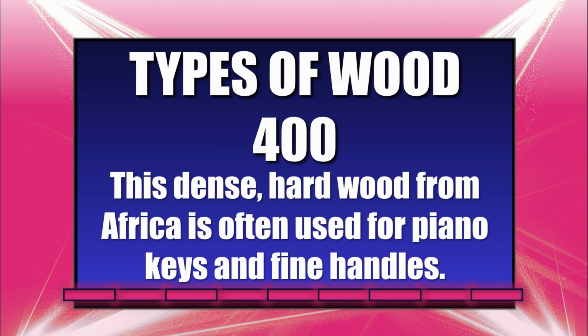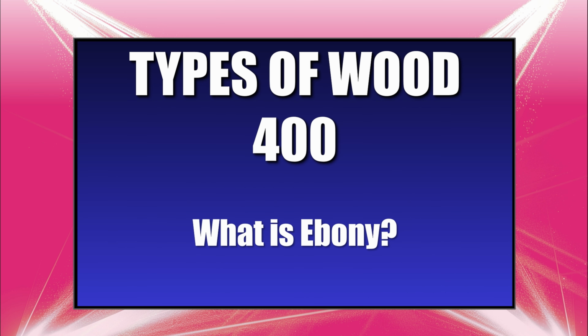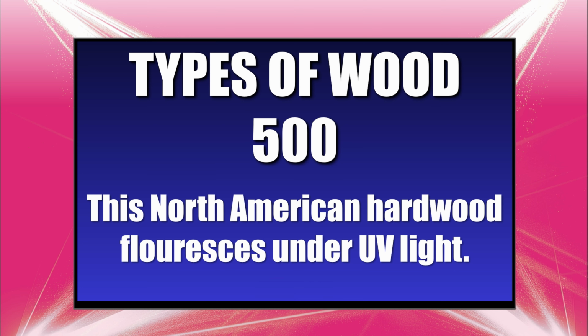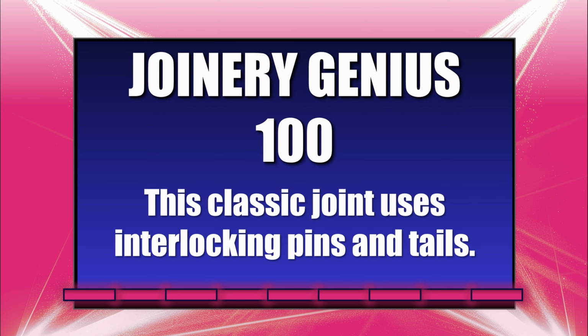Types of wood for 400. This dense hardwood from Africa is often used for piano keys and fine handles. What is ebony? Types of wood for 500. This North American hardwood fluoresces under UV light. What is Osage orange?